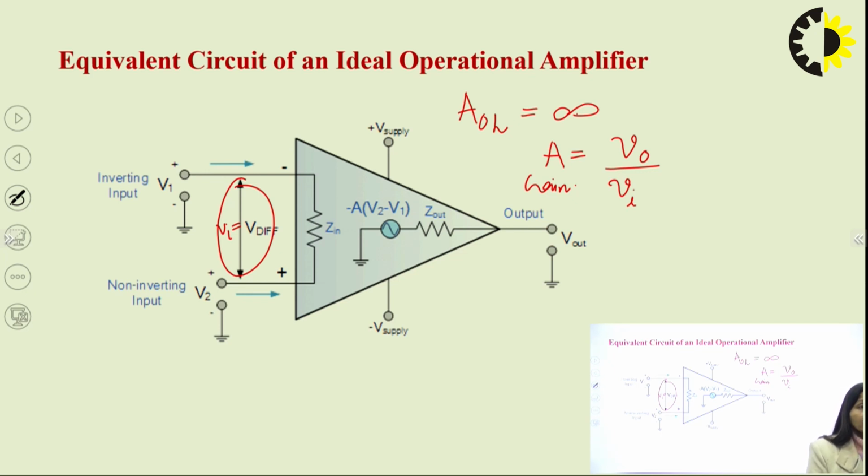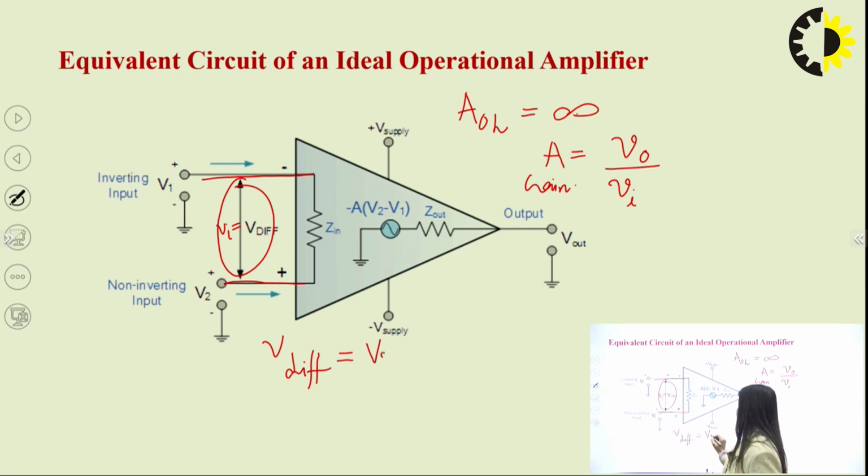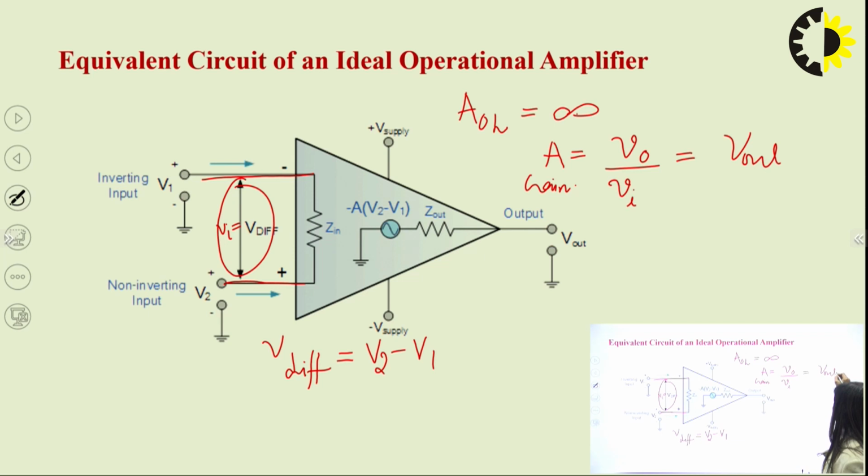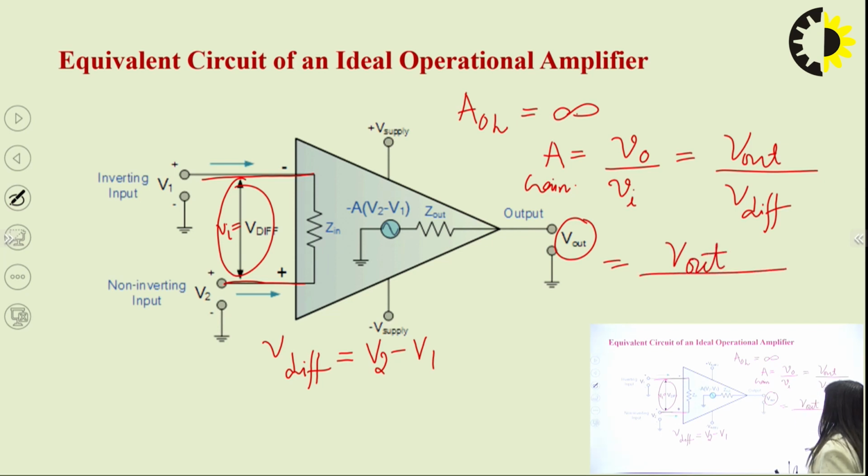Here in this case, my difference voltage is V2 minus V1. At the positive terminal, I have given V2 voltage, and at the negative terminal, I have given V1 voltage. So my V difference is equal to V2 minus V1. That means, if I write, VO here is V out for the operational amplifier, as mentioned in this figure, and this VI is equal to V difference. So A is equal to V out upon, clearly I can write, V2 minus V1. This is my A, right.